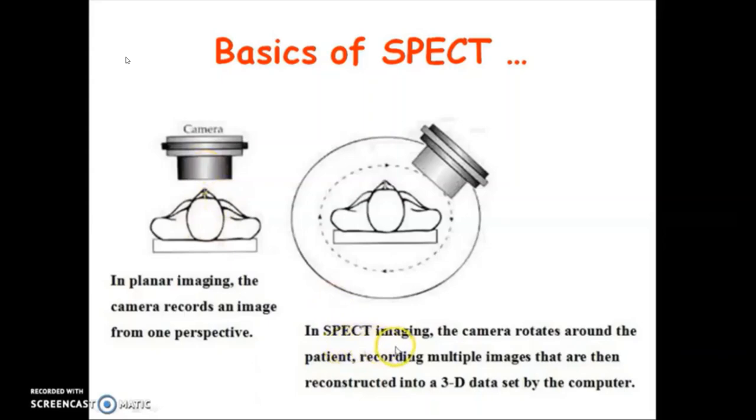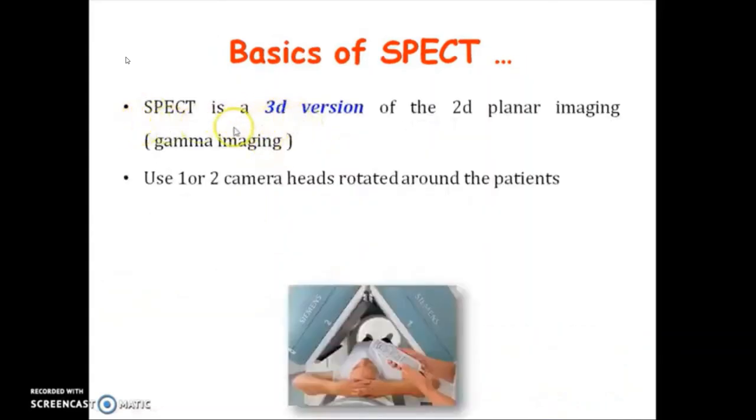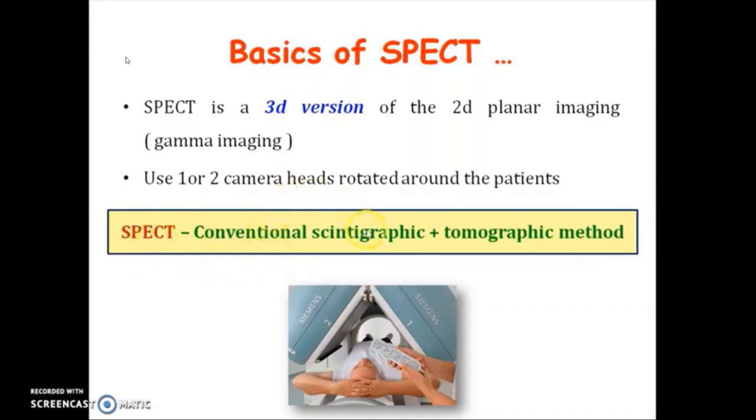But in a SPECT imaging, the camera rotates around the patient 360 degrees. Recording is done at multiple angles and multiple images are produced, which are reconstructed into a 3D data set by a computer. This is called SPECT imaging. SPECT is nothing but a 3D version of 2D planar imaging. Here, we use one or two gamma cameras for recording, which rotate around the patient. SPECT is the conventional scintigraphic imaging, that is, planar imaging, plus the tomographic method combined.